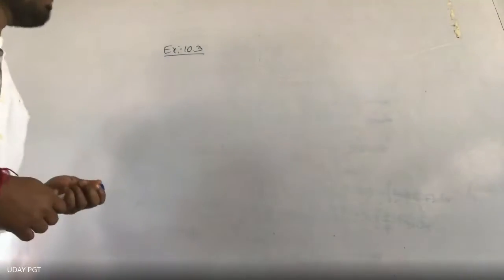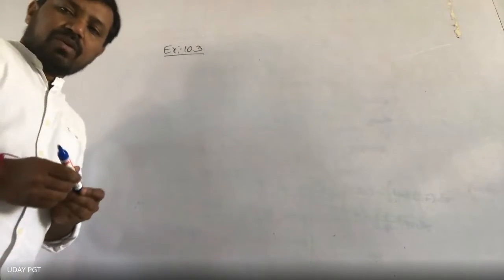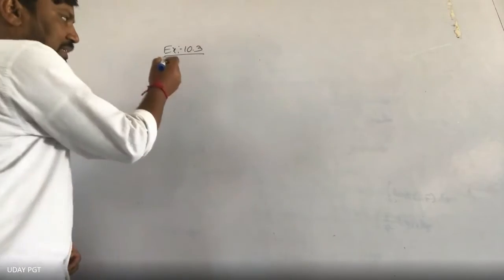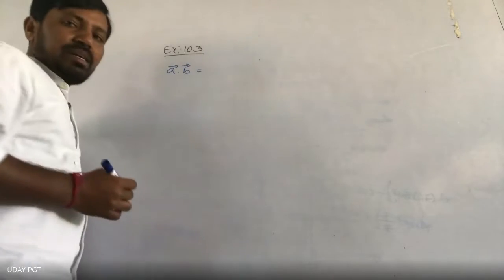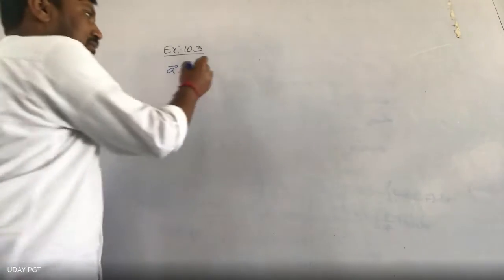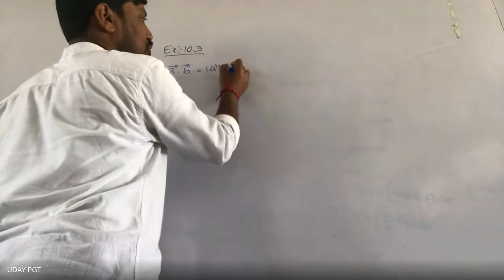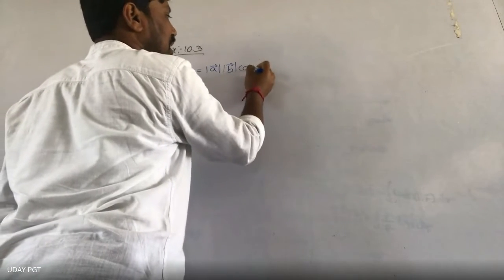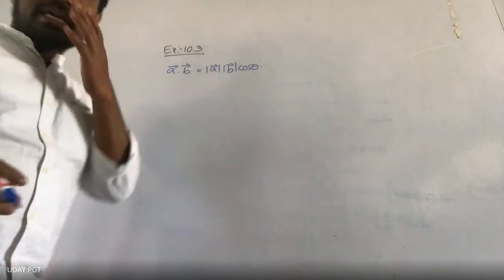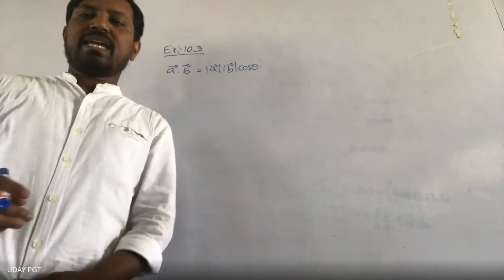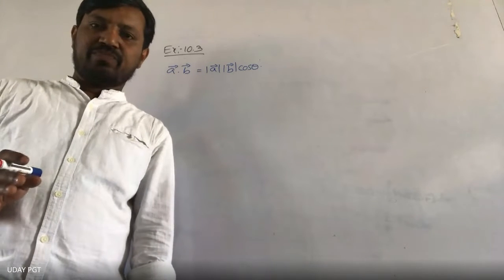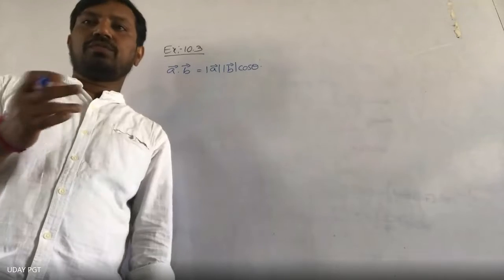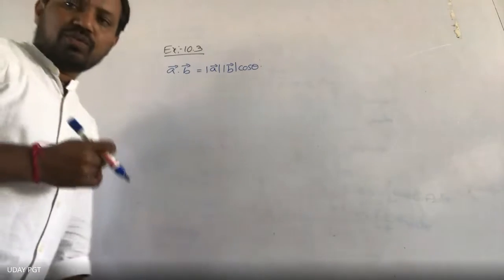So the first question is given to you. First, before going to learn this, what is meant by dot product and how do we find it? What is the definition of the dot product of two vectors? A dot B, when you multiply two vectors, equals magnitude of A bar times magnitude of B bar times cos theta, where theta is the angle between the two vectors A and B. This is the definition of the dot product of two vectors.